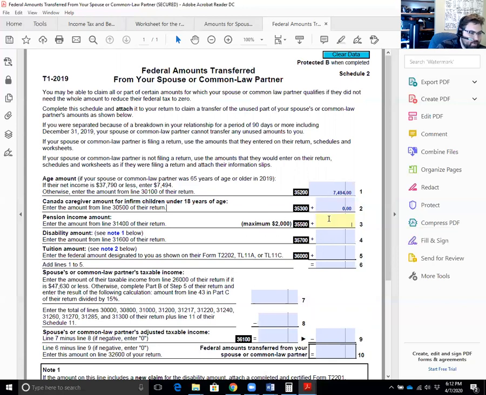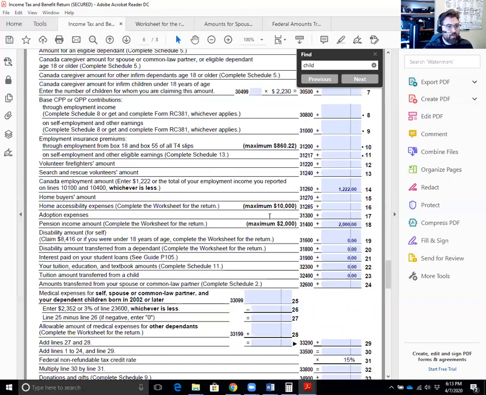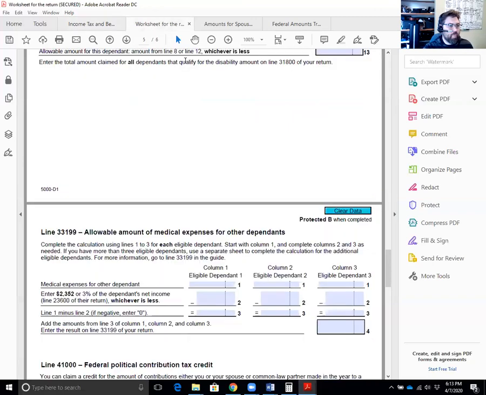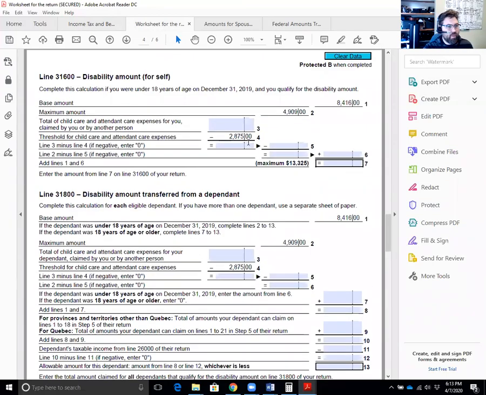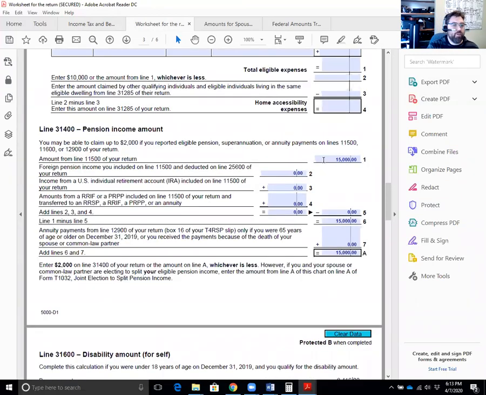Pension income amount, enter the amount from line 31400 of their return. Maximum is 2,000. Well, let's just go back and look at 31400 of our return. We had 2,000, says pension income amount, complete the worksheet. Let's remind ourselves what this is. We would put 15,000 here, and then it says enter 2,000 on our return, or the amount on line A, whichever is less.